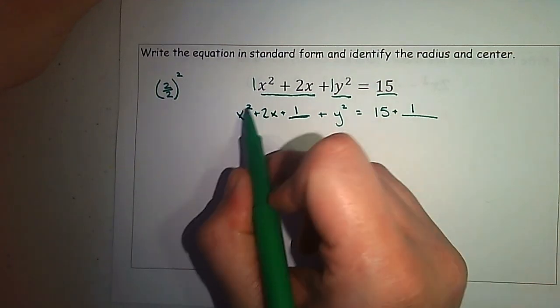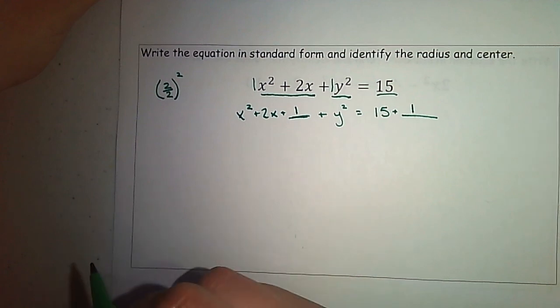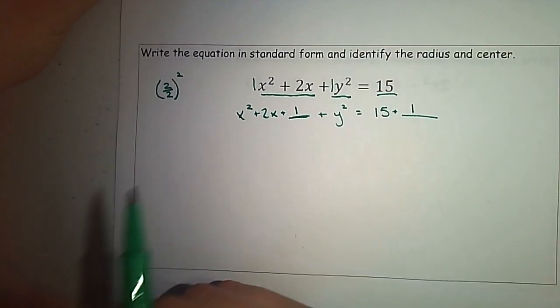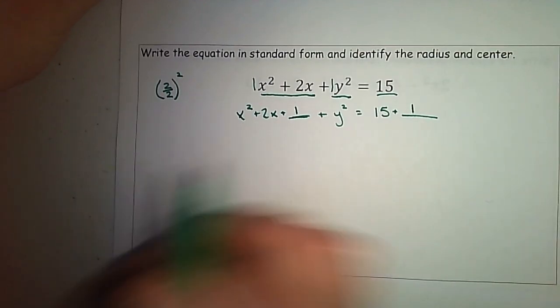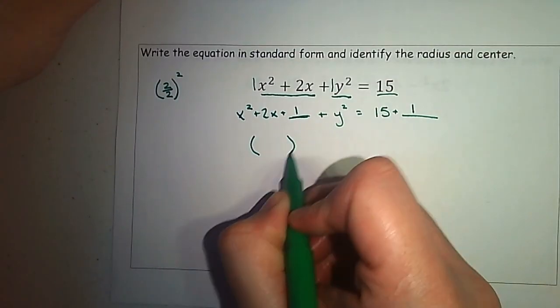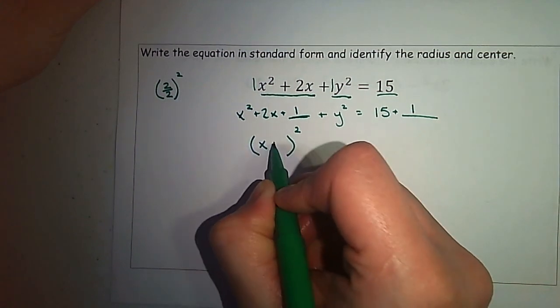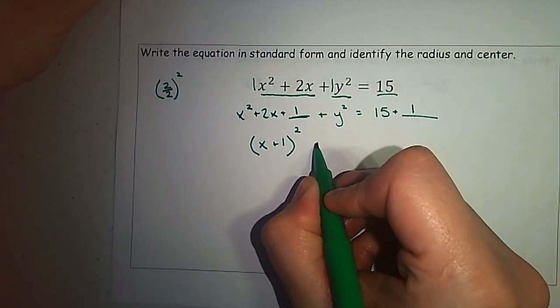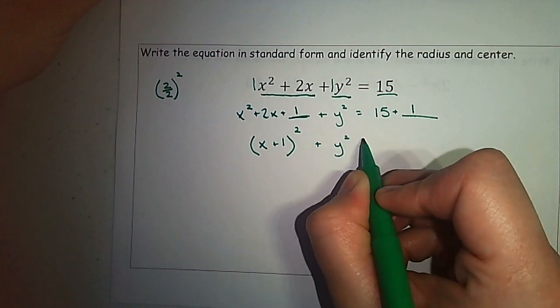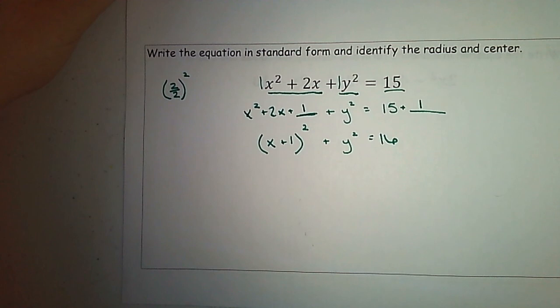Next thing we need to do is factor this. It's going to be the same factor, so we can write it as something squared. So in this case, it's going to be (x plus 1) squared. And look at that, we're done.